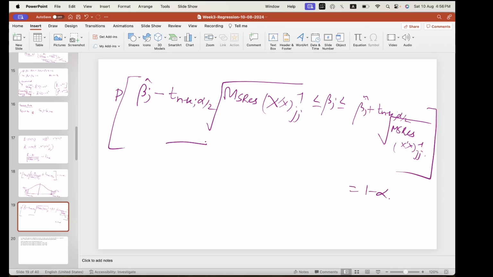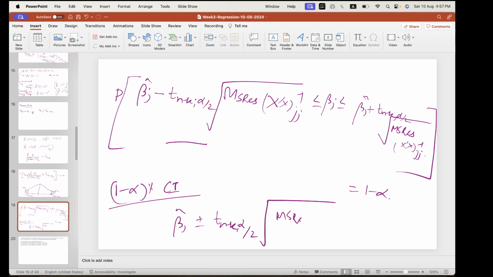So then the 1 minus alpha percent CI would be beta j hat plus or minus t n minus k alpha by 2 root over MS residual (X prime X inverse) jjth element.